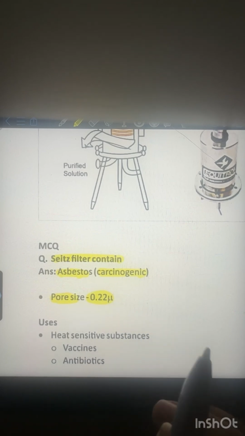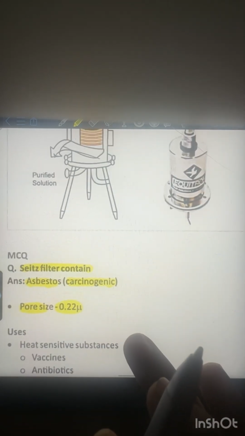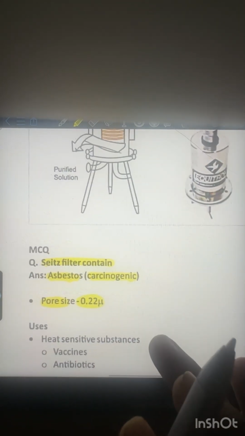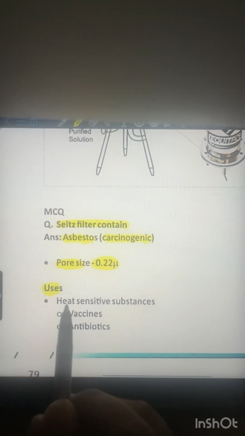Why? Because this contains asbestos, and I know from pathology and medicine that asbestos can cause cancers, lung cancers in humans. So I don't want to use it. Seitz filter is not used. It's just an MCQ. So what is used nowadays? You must have heard of these HEPA filters.